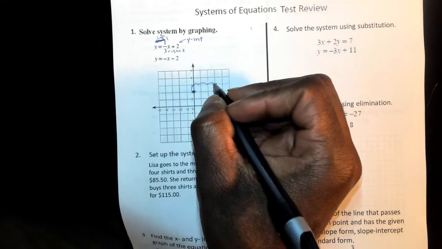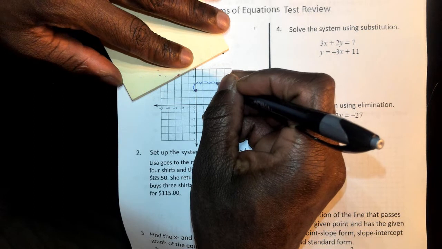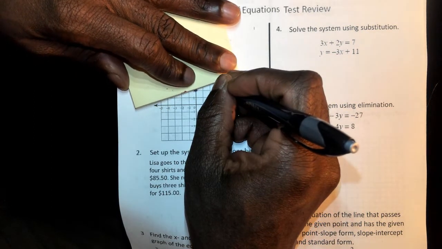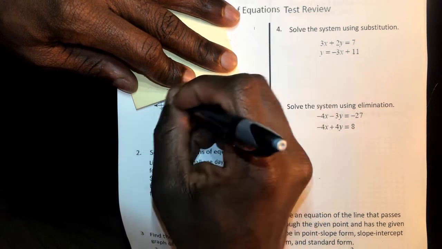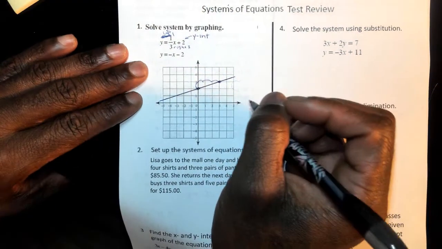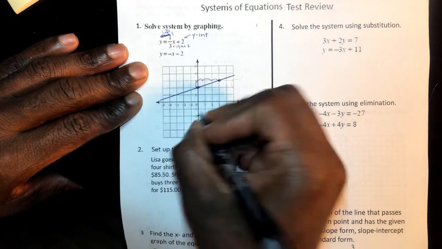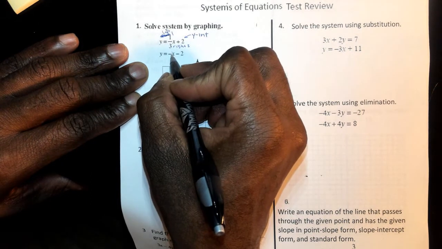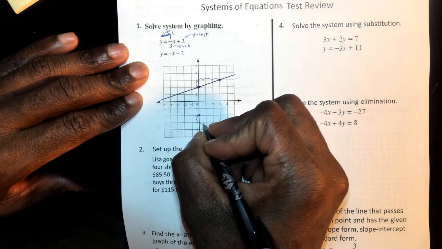And now when you're graphing by hand, remember you do need a straight edge to make it as accurate as possible, because we're trying to find where they intersect, and if your graph isn't accurate, you're not going to get an accurate point of intersection. So that's the first graph. Second one, start at -2. And remember there's an invisible 1 here, so we're going to go down 1 and over 1.